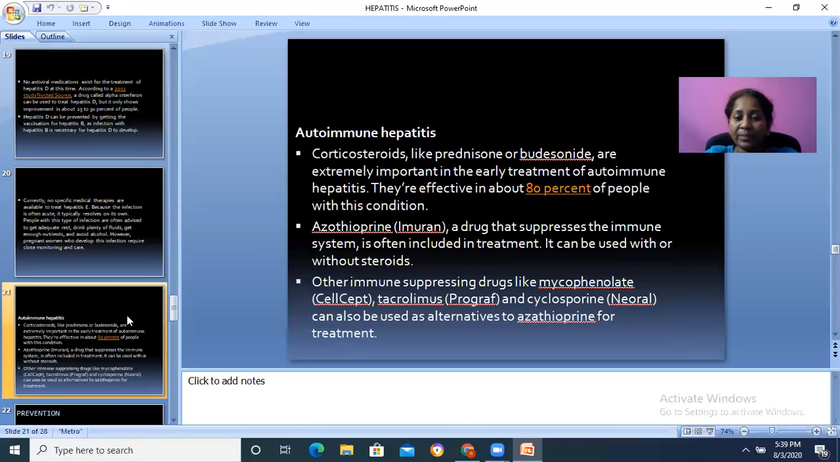Other immune suppressing drugs like mycophenolate, tacrolimus, and cyclosporin can also be used as alternatives. Instead of azathioprine, doctors may prescribe drugs like mycophenolate, tacrolimus, and cyclosporin.